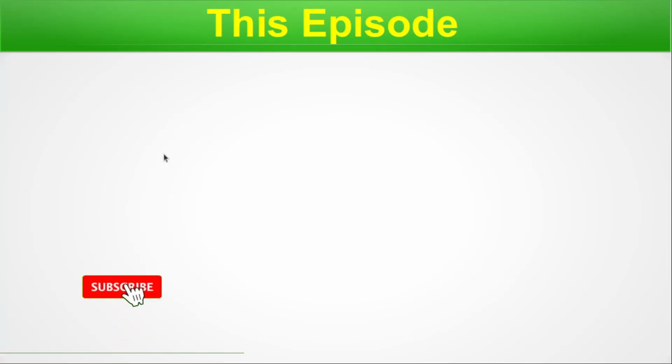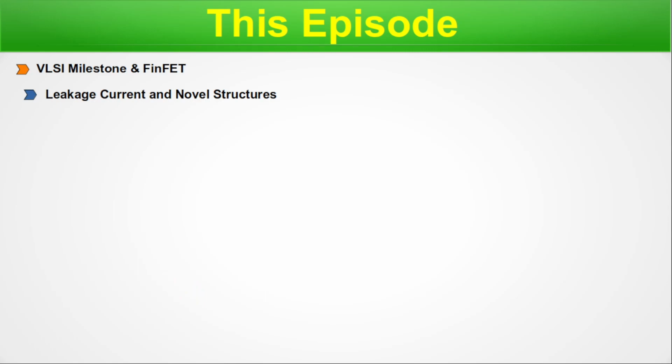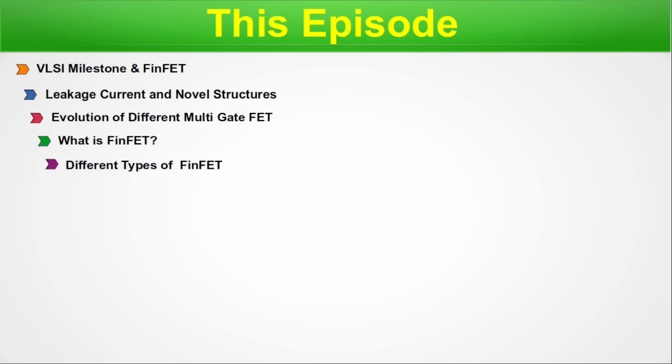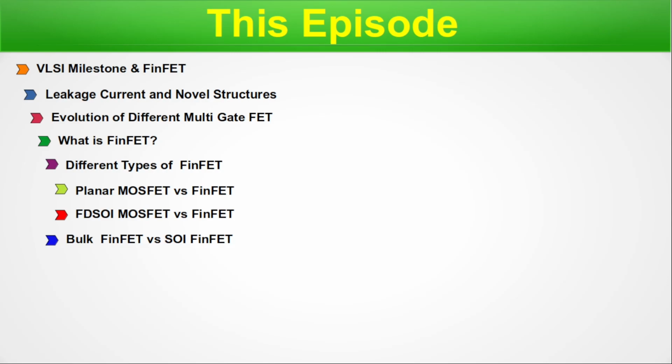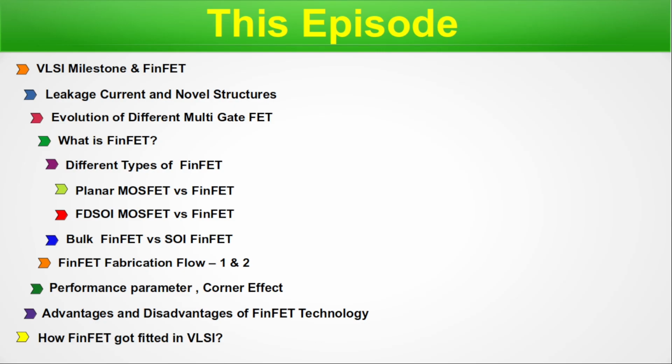Now let's take a look at the pointers we are going to discuss in today's episode. First, VLSI Milestone and FinFET. Next, leakage current and novel structures. Third, evolution of different multi-gate FET. Then, what is FinFET? Different types of FinFET. Planar MOSFET versus FinFET. FDSOI MOSFET versus FinFET. Then bulk FinFET versus SOI FinFET. Next, FinFET fabrication flow. There are 2 slides on this topic. Next, performance parameter, corner effect. Advantages and disadvantages of FinFET technology. And finally, how FinFET got fitted in VLSI.